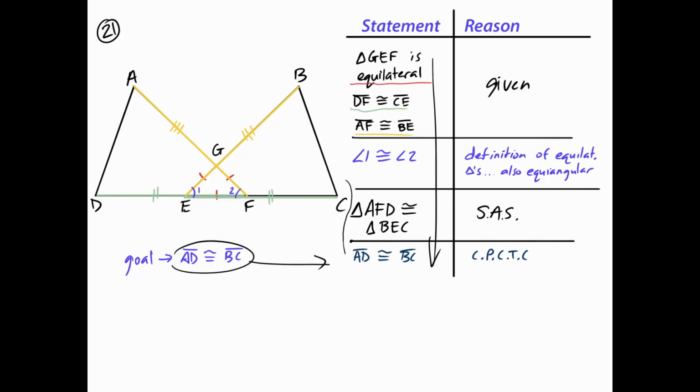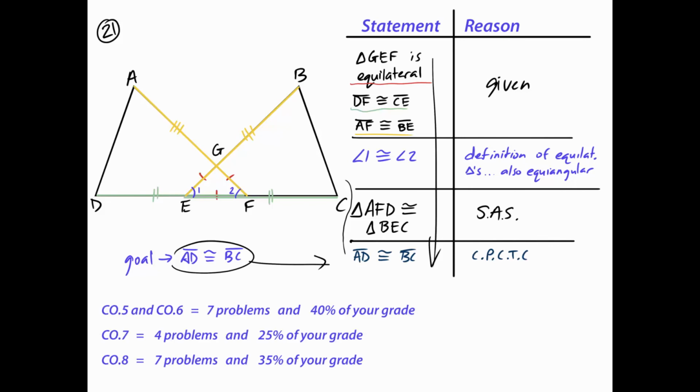Hopefully this little video helps. As you look through your study guide, I would like you to kind of zone in on a couple of things. I took the time to look at the test, since I'm not really familiar with this chapter, having never taught it before, and I wanted to see where most of the points were coming from. So you guys are going to be taking a test on CO.5, CO.6, CO.7, and then CO.8. So those 4 different targets.